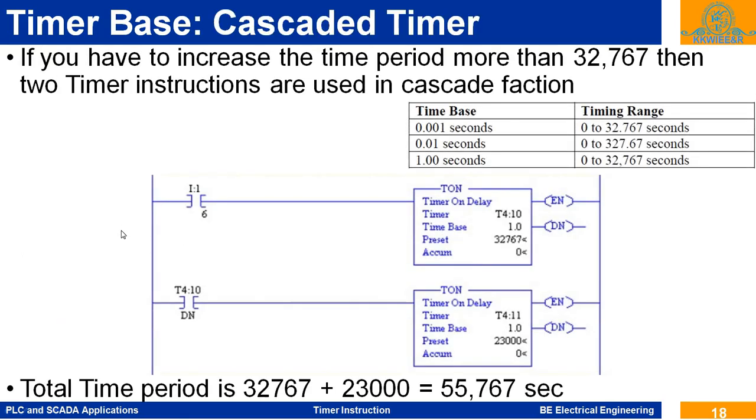The timer base, okay, there is a maximum value of 32,767 seconds, and in terms of minutes 546 minutes, in terms of hours approximately 9 hours, okay. And you require more time, say in case of furnaces, beyond this 9 hours or beyond this 546 minutes. Okay. How can you increase the time?